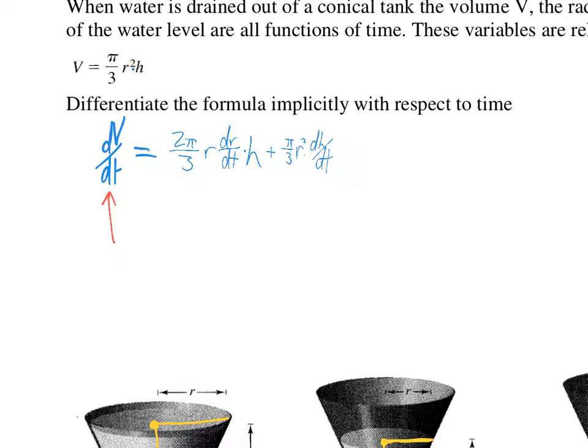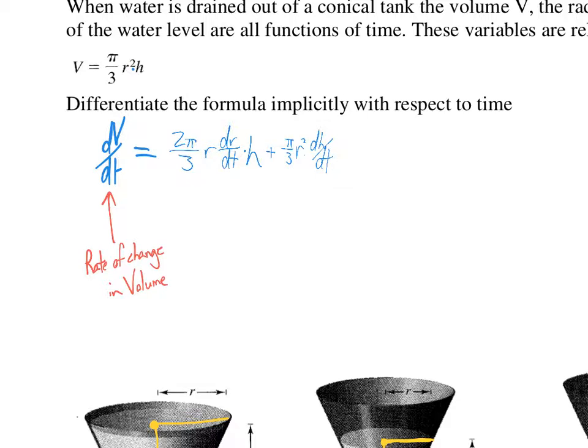The rate at which it drains. Volume and time. It's volume over time, so that is the rate of change in volume over time. So this is our rate of change in volume. In other words, in this case, how fast is the water pouring out the bottom?